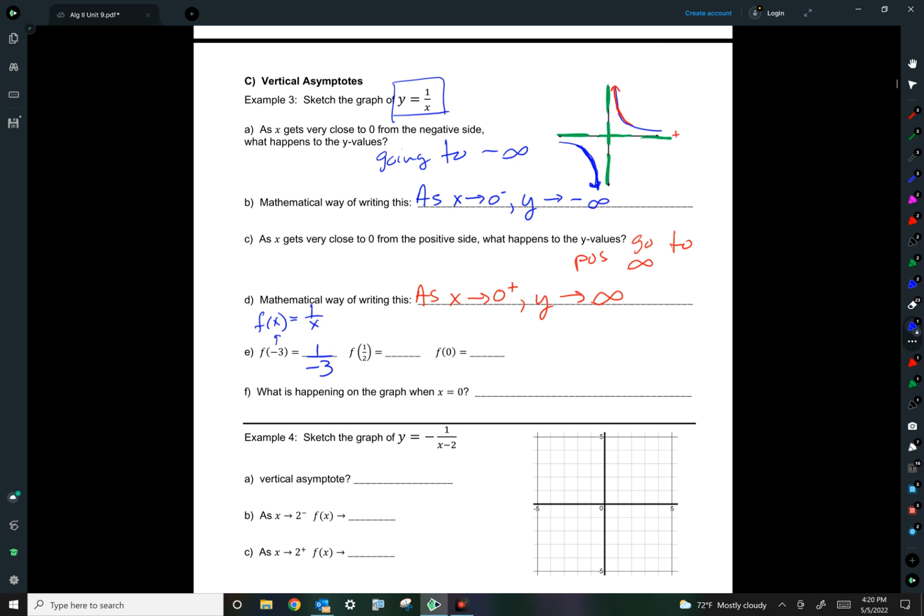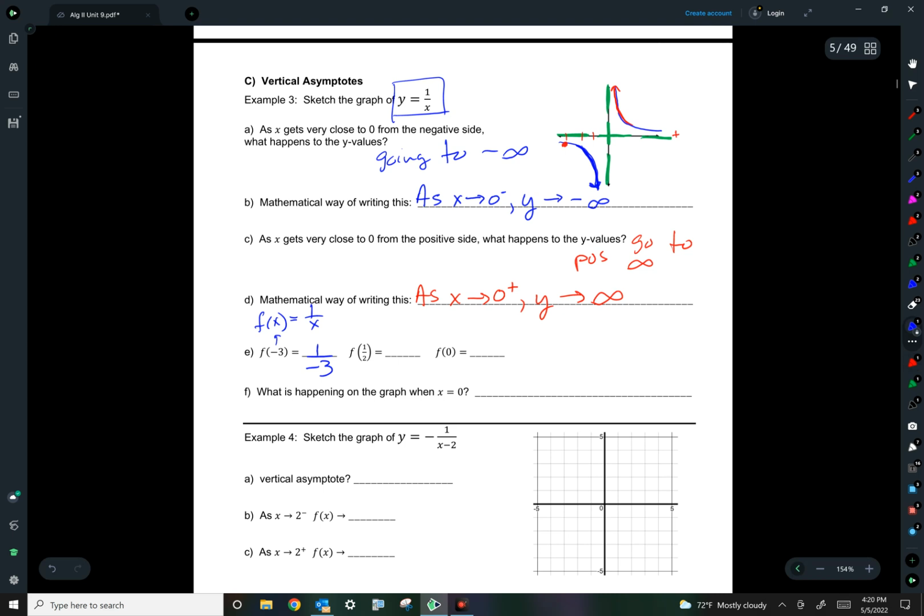Okay, function notation means you have an ordered pair. What that means is there's an ordered pair at negative 3 comma negative 1/3. Well, if I would go over here to where x is negative 3, say 1, 2, 3, the y value right there is negative 1/3. That's what that means when you have function notation.